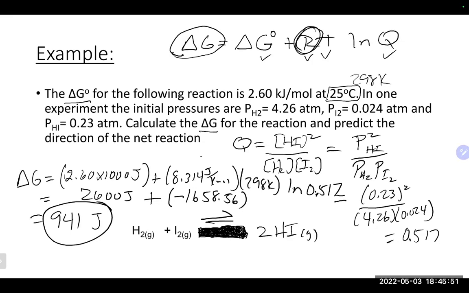A couple of things on this one. If this number was not given to you, once again, you would go to the table and do your delta G of your products minus your delta G of your reactants. We do have a positive value here for delta G, right? Which means we would expect perhaps reactants to be there. And it kind of makes sense as well if we look at our pressures. The majority of the pressure is on the reactant side, right? With our H2 pressure at 4.26.